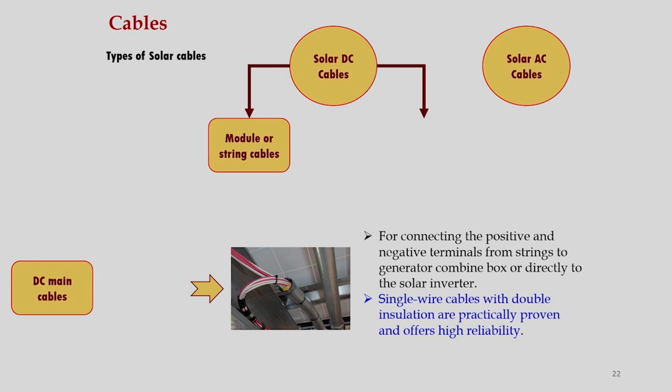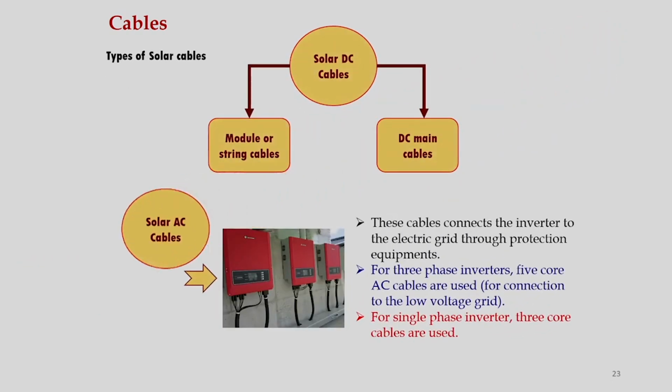These cables are used for connecting positive and negative terminals from strings to the generator combiner box or directly to the solar inverter. These single wire cables with double insulation are practically proven and offer high reliability. This is also a very important aspect which we need to know.